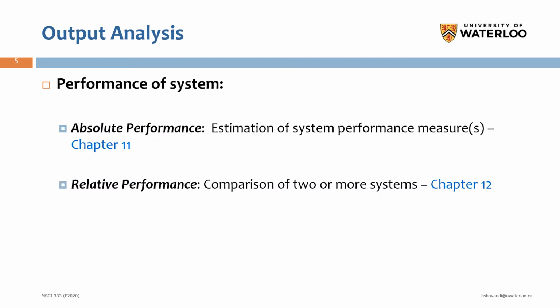So in performance analysis, we do have two chapters here, chapter 11 and chapter 12. If we are going to estimate the performance measures of just one system, that is called absolute performance. But if we are going to compare two or more systems, so we do have variations, alterations for a system, different scenarios, and we want to compare those scenarios to see which one is better for our system, then we call this relative performance, and it's covered in chapter 12. Okay.